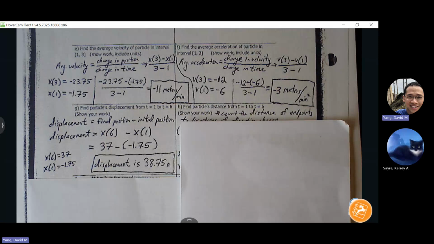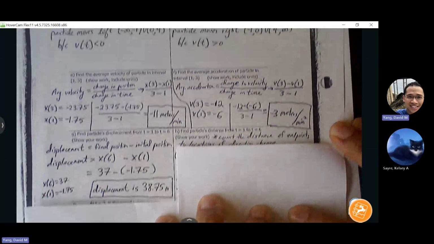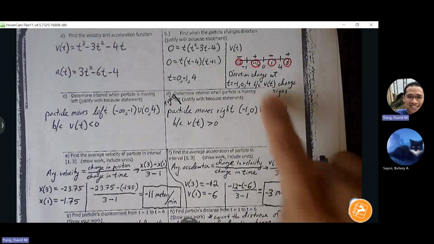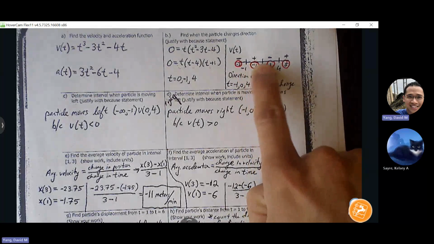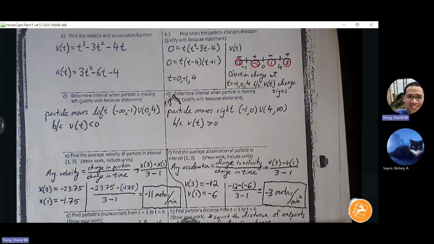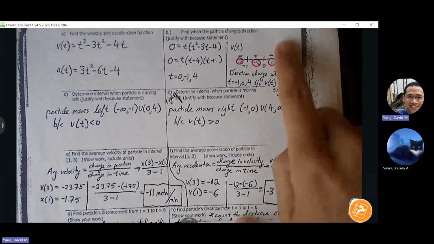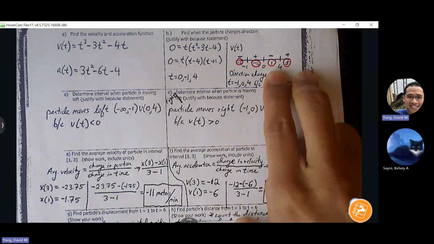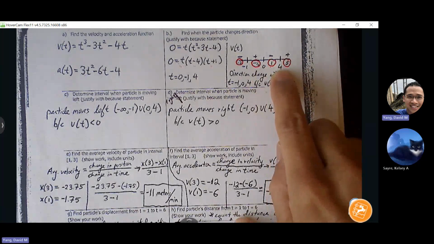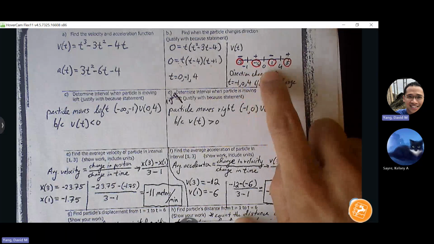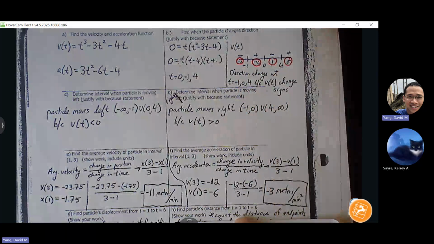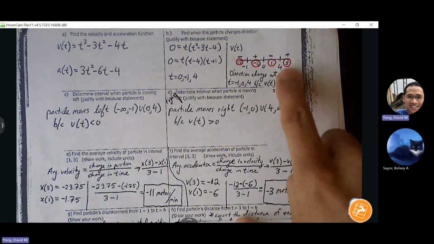Part H, find the particle's distance between 1 and 6. Now, distance sometimes requires more work if there is ever a change in direction, and there are quite a few direction changes over the course of this object's movement because we see all these changes in signs, right? But we only have to consider the change in signs within our interval. So we're going from 1 to 6. There's only a change in sign at 4, so there's no need to worry about -1 and 0.